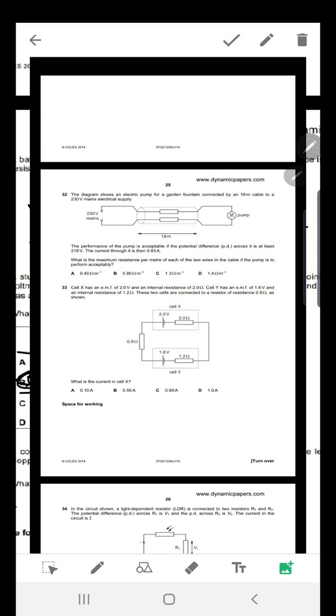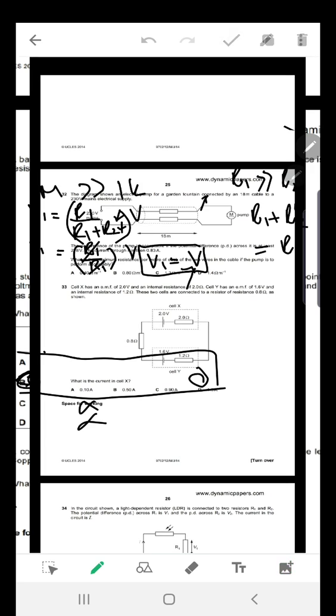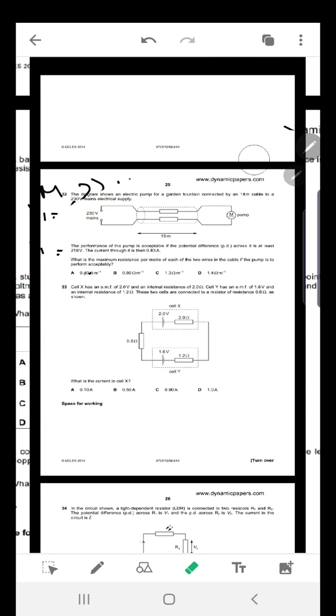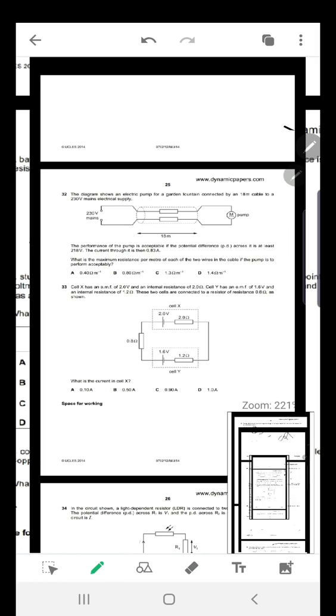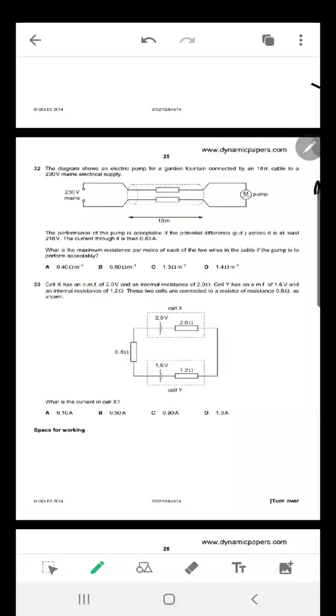Now the question says the diagram shows an electric pump for a garden fountain connected by an 18 meters cable to a 230 volts main electricity. So this is 230, this wire is 18 meters and this wire is also 18 meters. The performance of the pump is acceptable if the potential difference across it is at least 218.